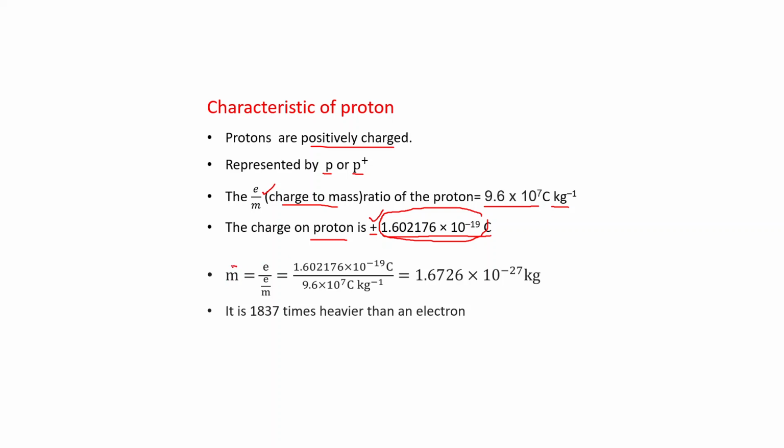And we can also find out the mass of proton by using this, e divided by e by m. Put the value. This is the e and this is e by m. If you solve it, this is 1.6726 into 10 to the power minus 27 kilogram. And it is 1837 times heavier than an electron.